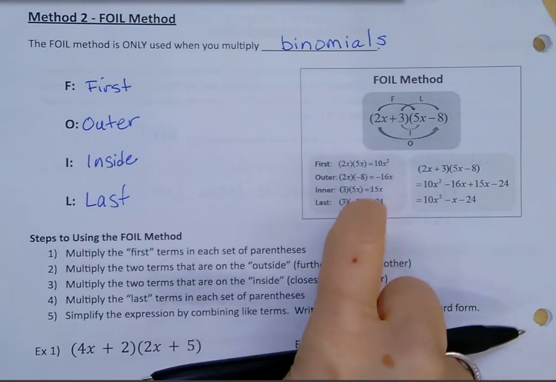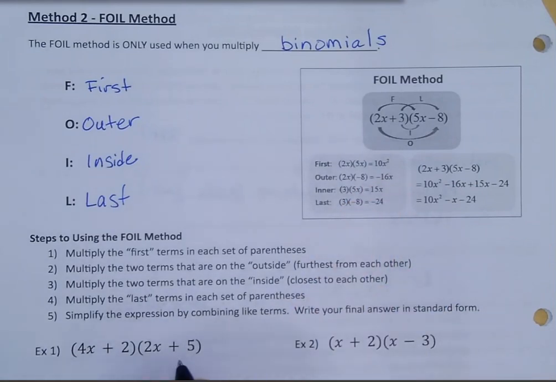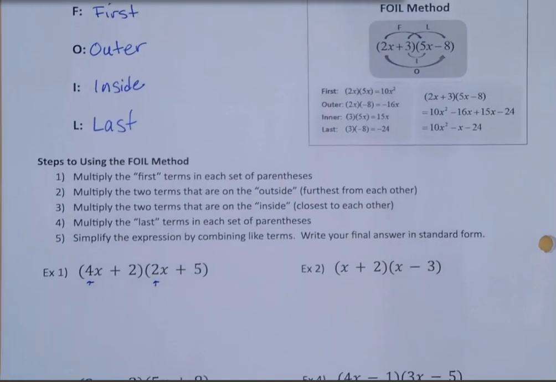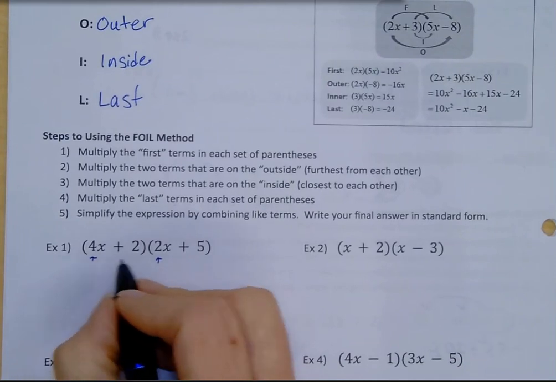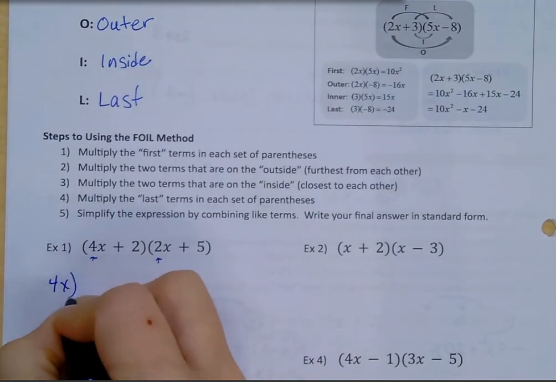Okay, so I'm going to have two binomials, and I'm just going to jump away from our example on the paper, but I have two binomials. This is my first, and this is my first, right? I have two firsts, two first terms. I'm going to multiply the first terms together. So I have 4x times 2x.